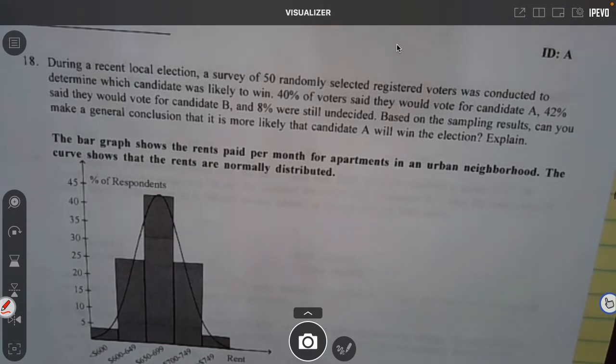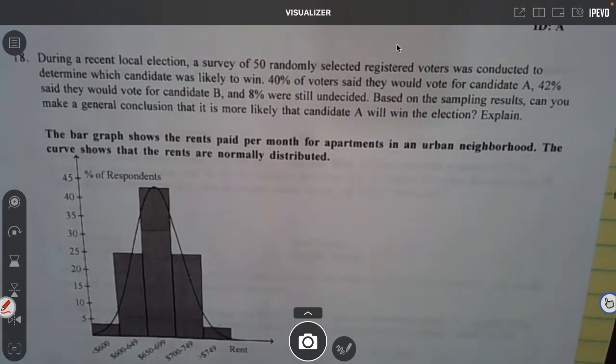Can you make a good conclusion of who's going to win the election, or do you think it's too early? It's because there's too many undecided voters. Yeah, because if you're only looking at 50 people and it's that close, 40% and 42%, that's only 2% apart. Is it not enough information? You just said. And I would say it's too early because there's still so many undecided. It's too early to tell.